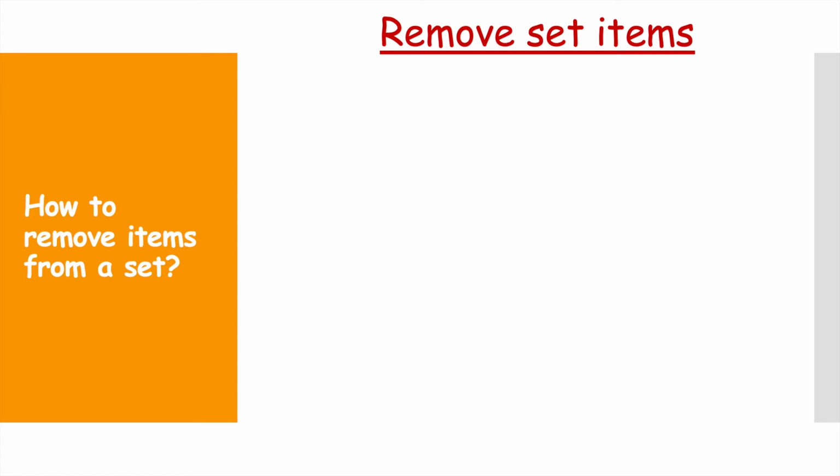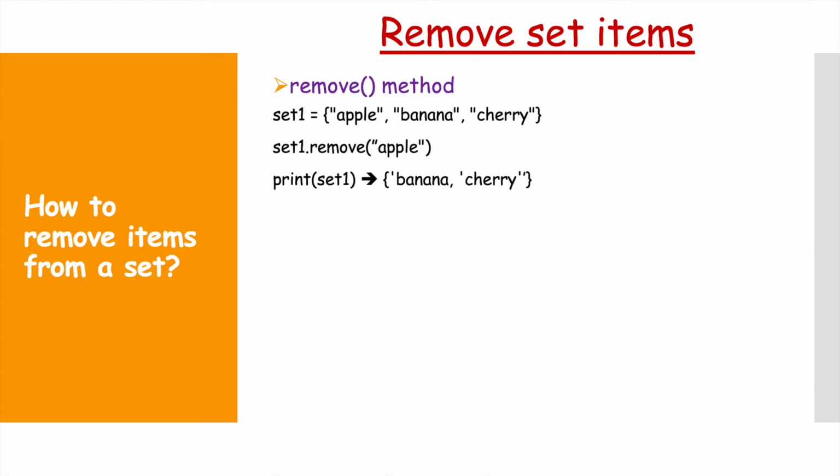Now let's see how to remove the items from a set. There are various ways of removing items from a set, and we will be looking at them one by one. First is the remove method. You create a set, call the remove method, and pass the item you want to remove. When you print the set, you will get the remaining items. For example, here you are getting banana and cherry, with apple removed.